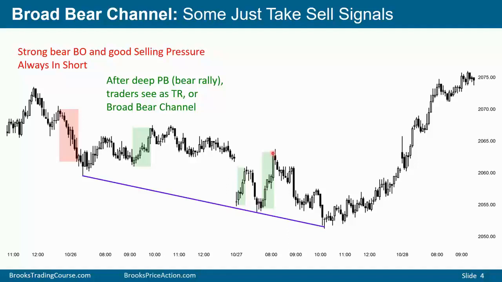Always in long, strong breakout, but look to the left. It's not above all the bars to the left. And therefore, in fact, it could be a second leg trap. 1, pullback 2, or 1, pullback to a new low, and then 2. A two-legged correction, 1, pullback 2, where the pullback goes below the low of the first leg.